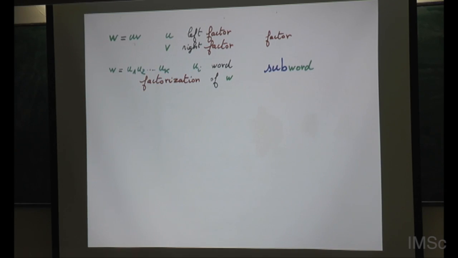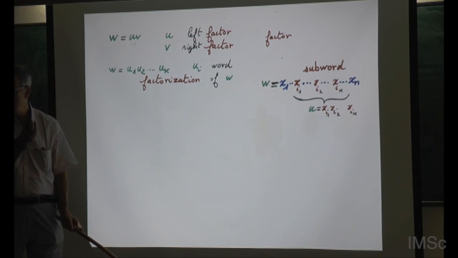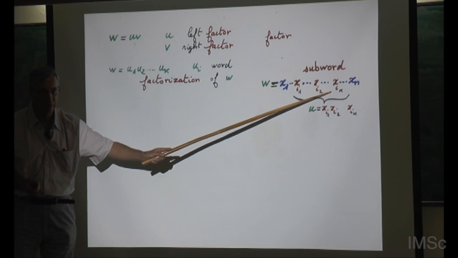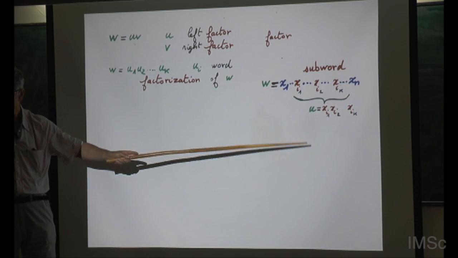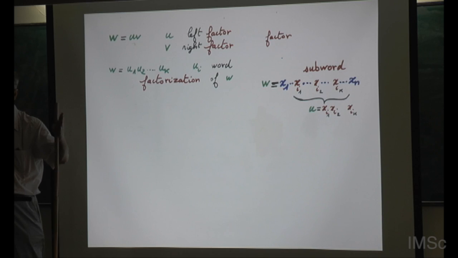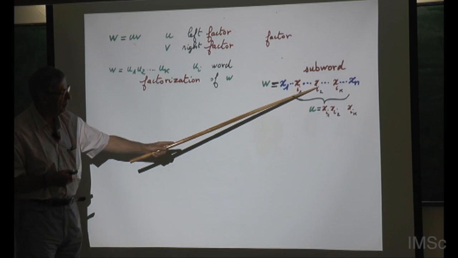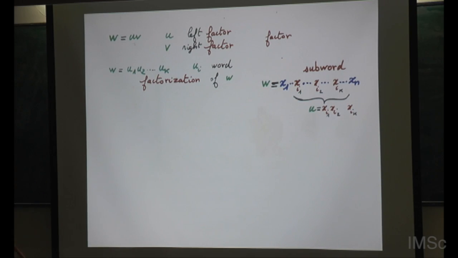So don't confuse factor and subword. A subword is something like this. When you extract from the word, you take some letters and you put them together to get a subword. So a subword is a portion of the word. It's not necessarily consecutive letters. In a factor, all the letters are consecutive. And a subword, or subsequence, you extract not necessarily consecutive letters.